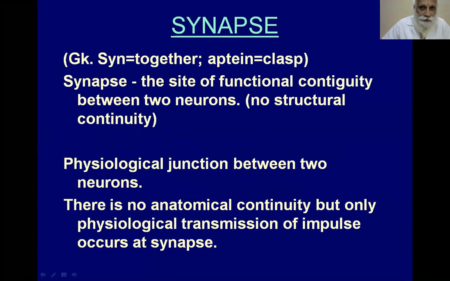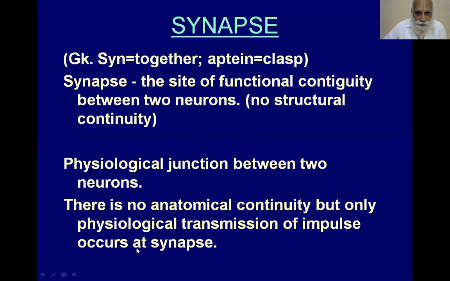Now, to define the synapse, essentially it is a physiological junction between the two neurons. So what it says is there are two neurons and there is a junction between them, and this is physiological. It is functional contiguity between two neurons, but there is no anatomical continuity. The continuity that occurs is functional. So you use the term contiguity between two neurons.